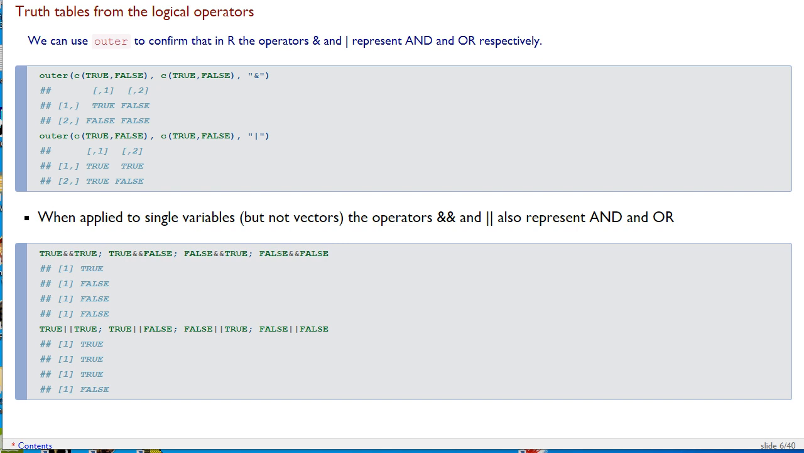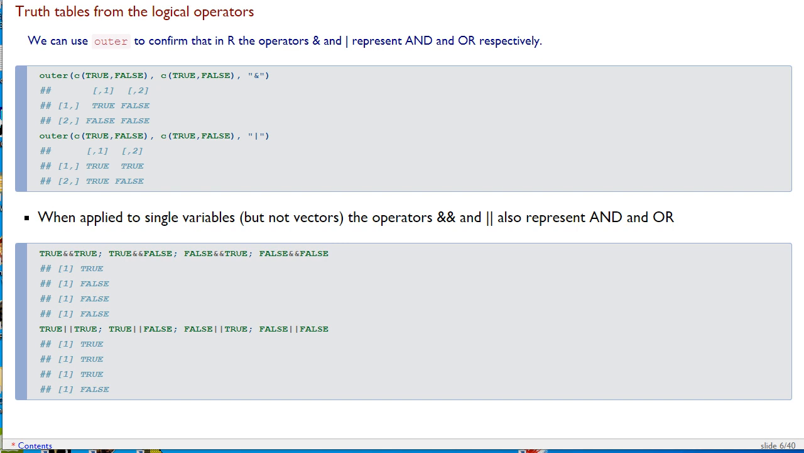It's a double ampersand. And similarly, a double vertical bar represents OR. But these only work on single Boolean variables. They don't work on vectors. In the jargon of R, they are not vectorized operators.